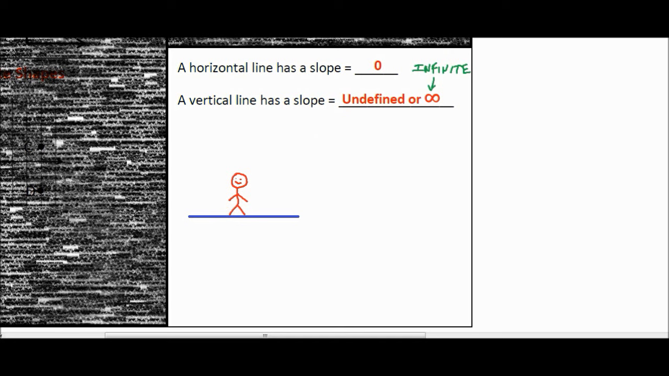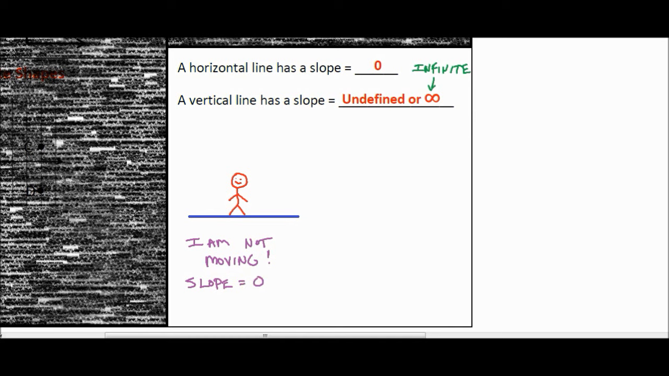So I'll usually write this as something like this: I am not moving if I'm standing on a horizontal line or a flat surface. And that means there is no slope. So our slope is equal to 0. When you think of a horizontal line and you're trying to decide, is that a slope of 0 or is that infinite? I don't remember. Just think of yourself standing on that line segment. If you're not going anywhere, if you're not moving, then there is no slope.